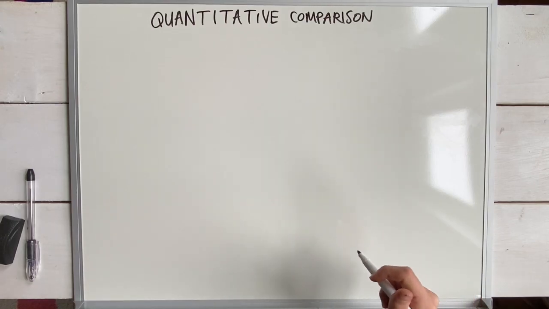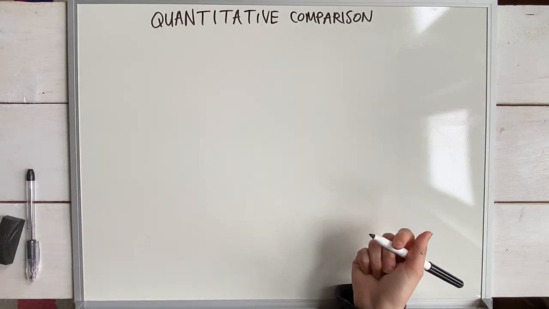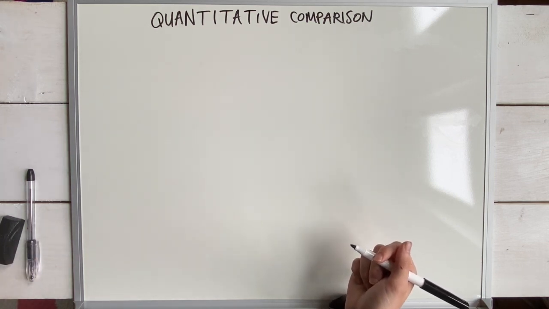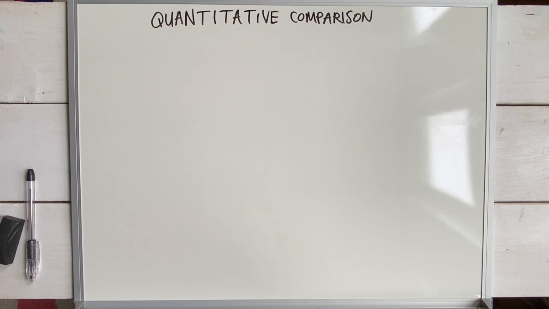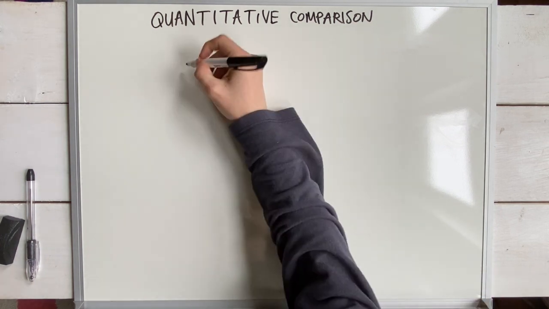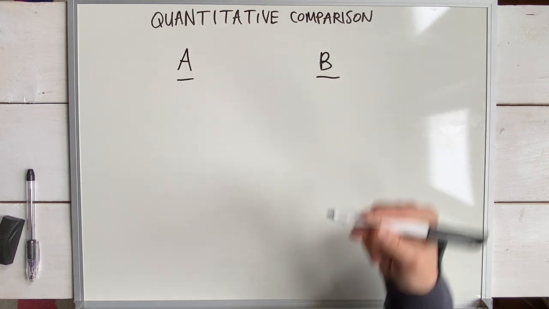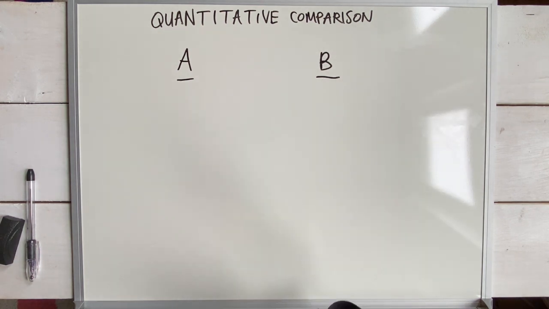Today I'm going to show you how to approach quantitative comparison questions on the GRE. Unlike typical multiple choice questions, this question type is not asking us to solve for an answer. Instead, we're given two quantities, quantity A and quantity B, and we're being asked to determine how these two quantities relate to each other.